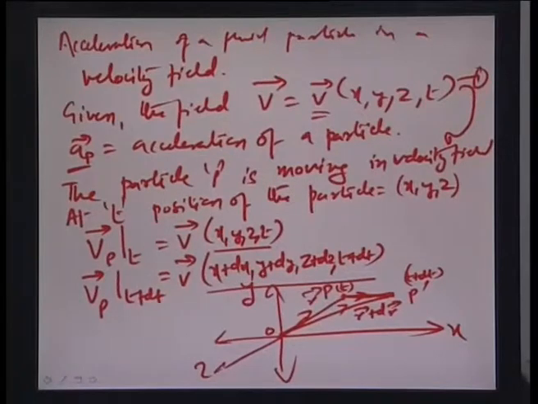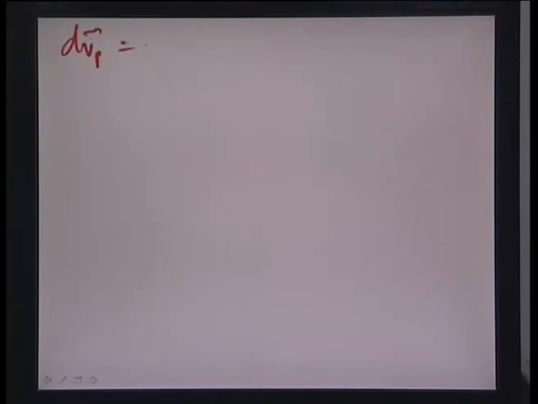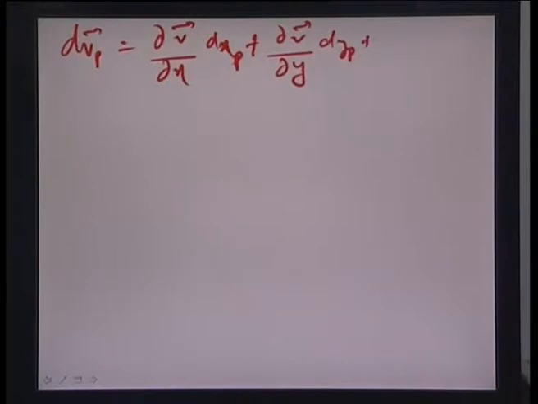So if we try to find out the change in velocity as the particle moves from P to P dash, the change dVp can be written as the rate of change of the velocity vector with respect to x times dxp, because xp is the x component of the position vector of the particle P. So dV by dx, that means the rate of change of velocity in the x direction times dxp, plus the rate of change of velocity with respect to y times dyp, plus the rate of change of velocity with respect to z times dzp. And you have a time component here, as time is varying: the rate of change of the velocity vector of the particle with respect to t times dt.